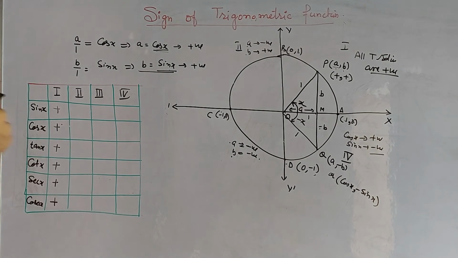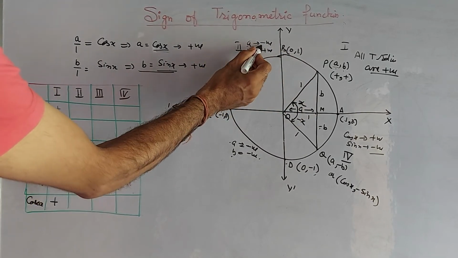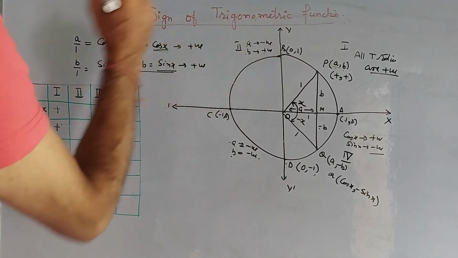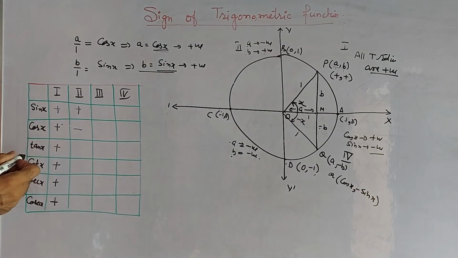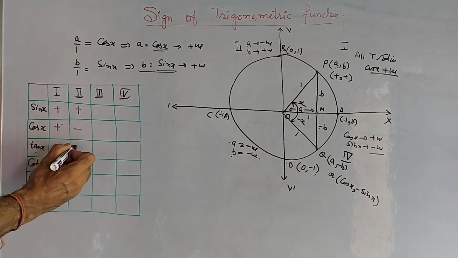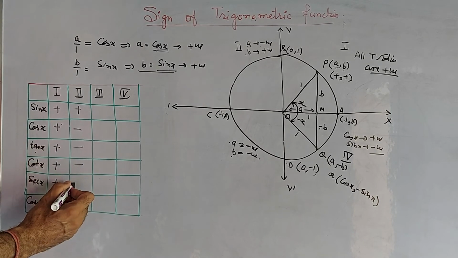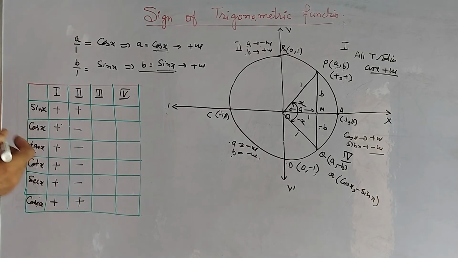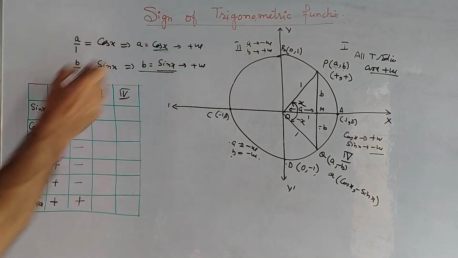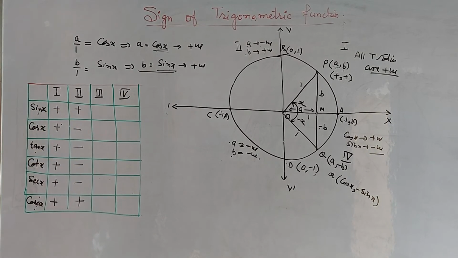See in the second quadrant, a is negative, which means cos is negative and sin is positive. Now from these two we can conclude that sin x upon cos x is negative, cos x upon sin x is also negative, and 1 upon sin x is 1 upon a positive value, which is positive. So in the second quadrant, sin x and cosecant x are positive, all others are negative.